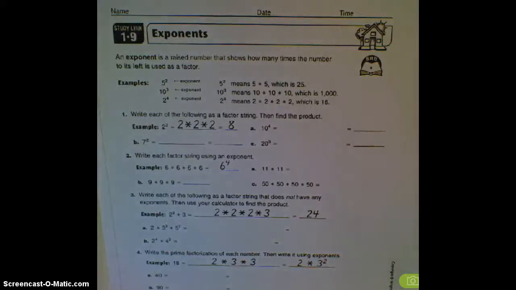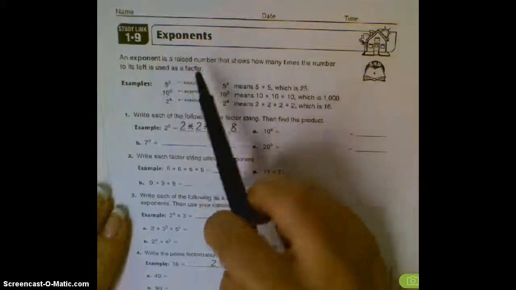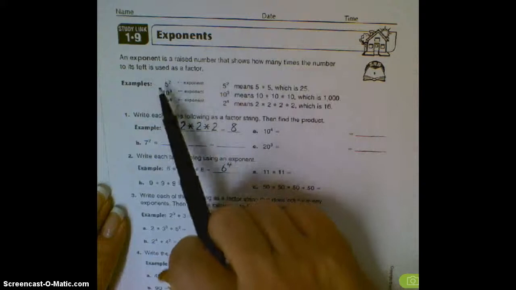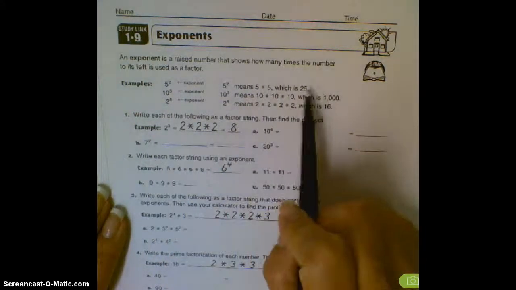Okay, fifth graders, homework tonight. It's all about exponents like we were talking about in class today, right before you left. An exponent is a raised number that shows how many times the number to its left is used as a factor. So 5 squared, or 5 to the second power, means 5 times 5, which is 25.